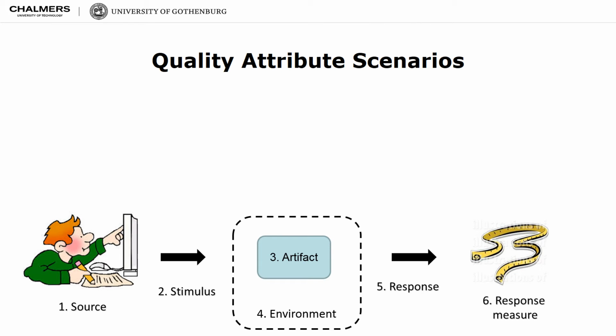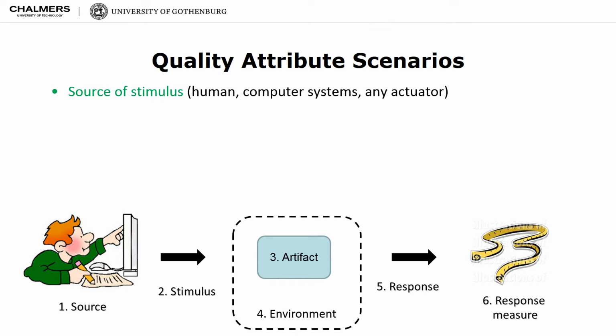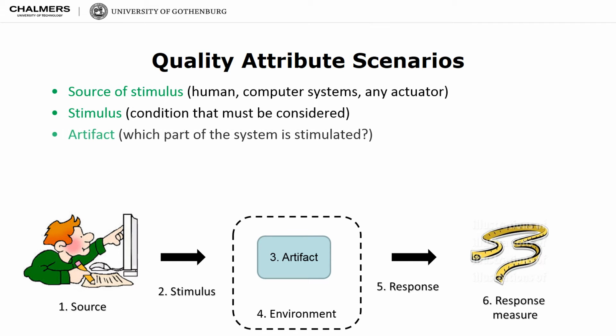The source is some entity generating a stimulus. Such entity could be an end user, a third-party system, a sensor, and so on. The stimulus is a condition that needs to be considered when it arrives at the system. The artifact is the part of the system to which the requirement applies.